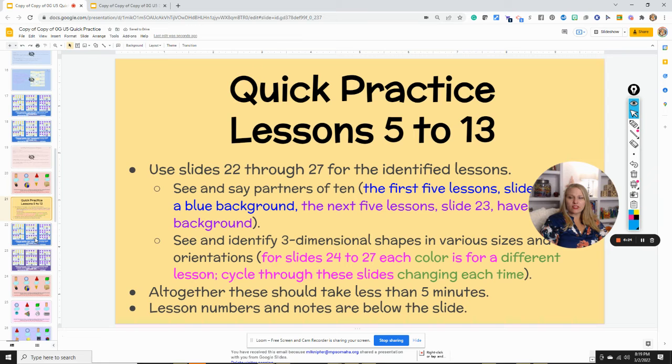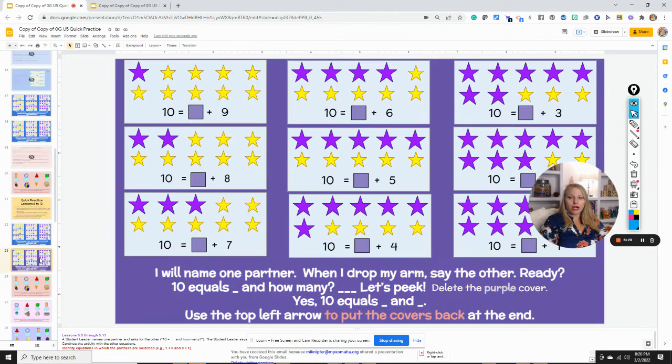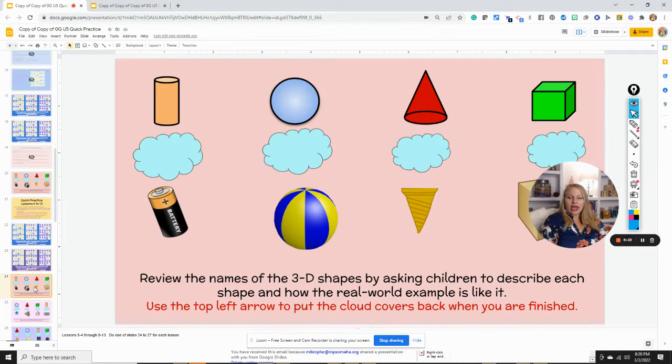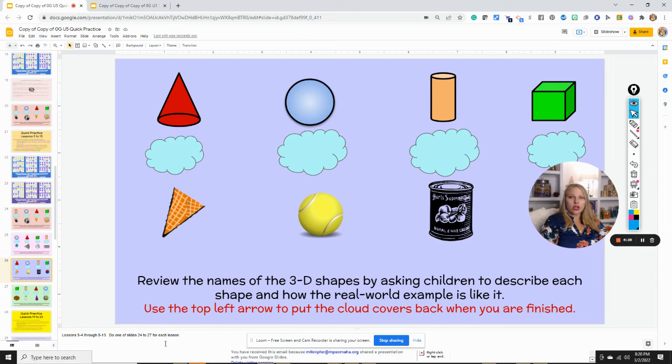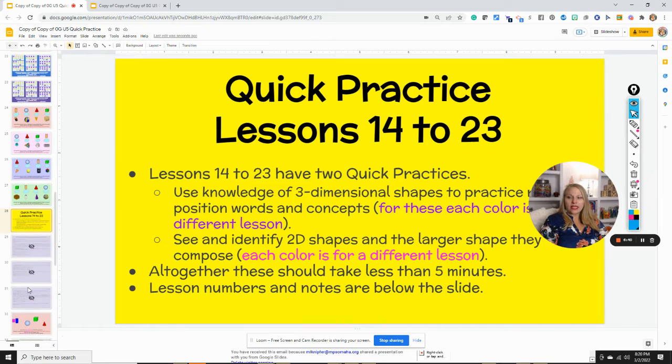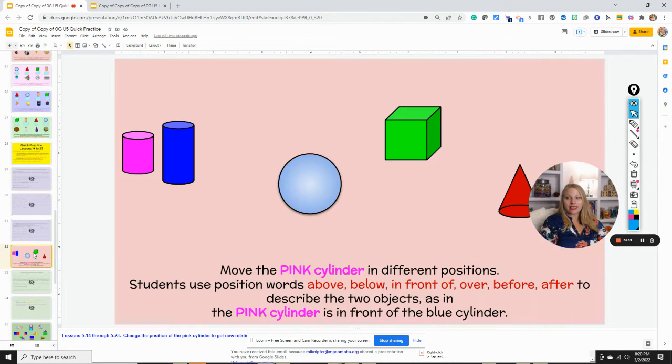Then you can see we have lessons 5 to 13, same idea. So I know what are the partners, 10 equals, this is all the exact same thing. And then we have the 3D shapes, there's several different ones. Look in the note section because it'll tell you what lesson you use which slides. Then lesson 14 to 23, it changes again for quick practice because now you're working on prepositions.